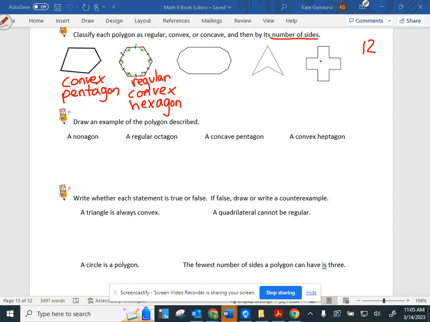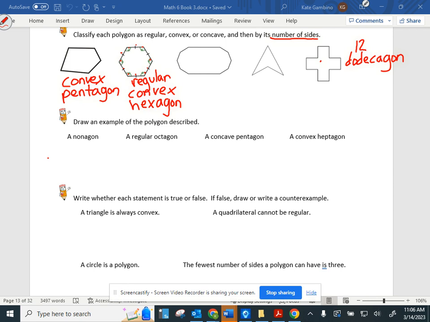So, the 12 is the dodecagon. You know what? I need to write it down lower. So if it is a 12-sided shape, it is a dodecagon. Why do you think they all have gons at the end? Because they're polygons. Gorgon. The demon Gorgon. Okay.